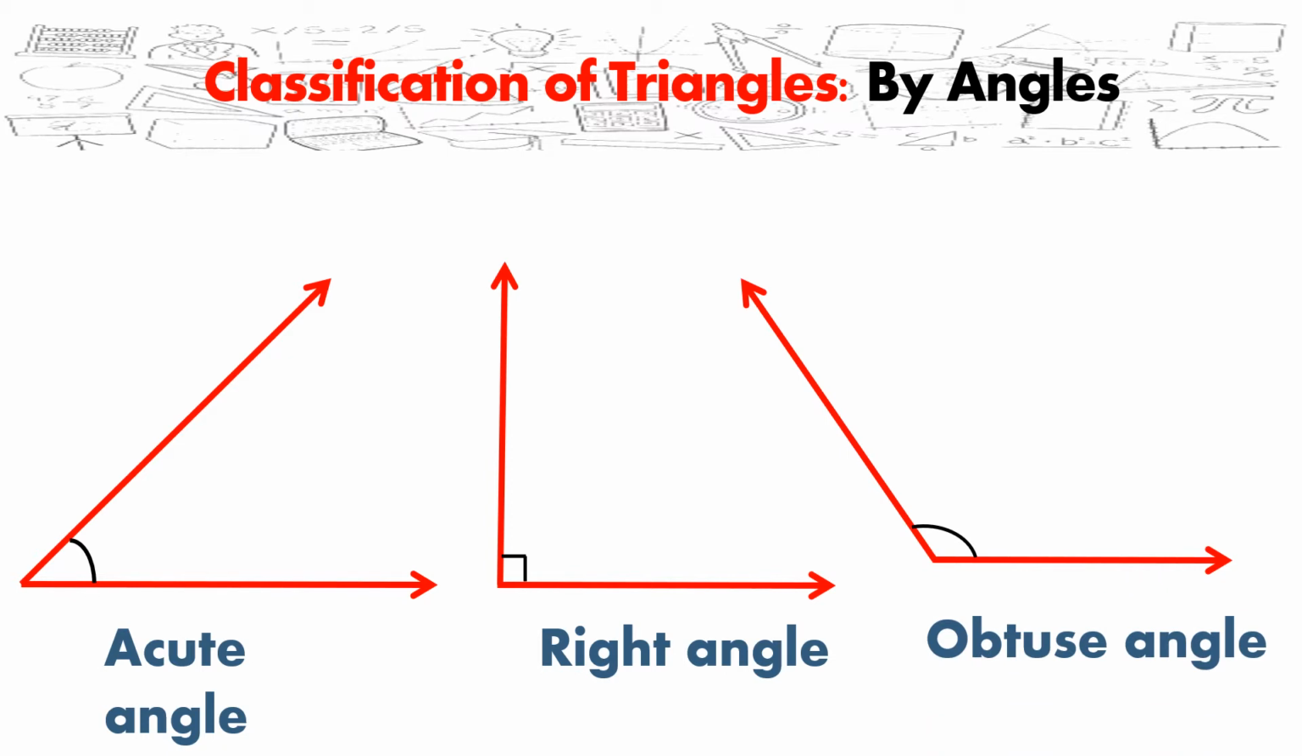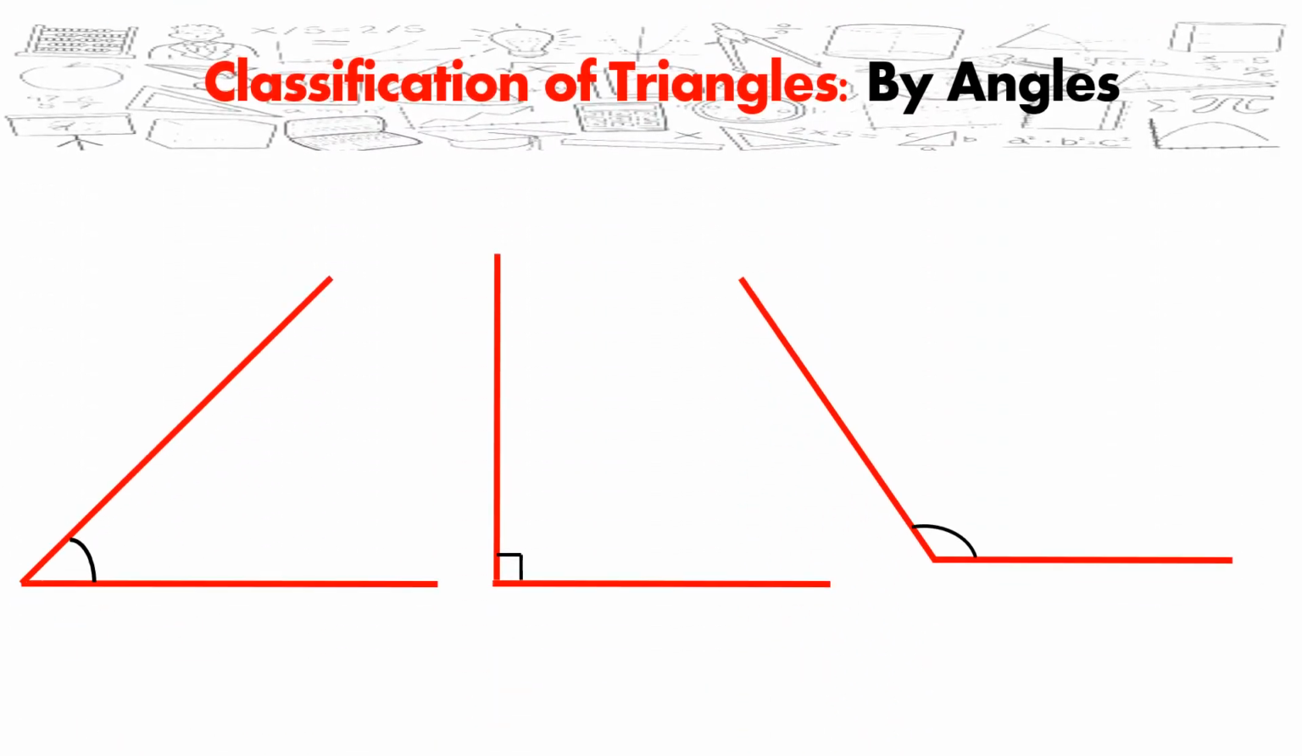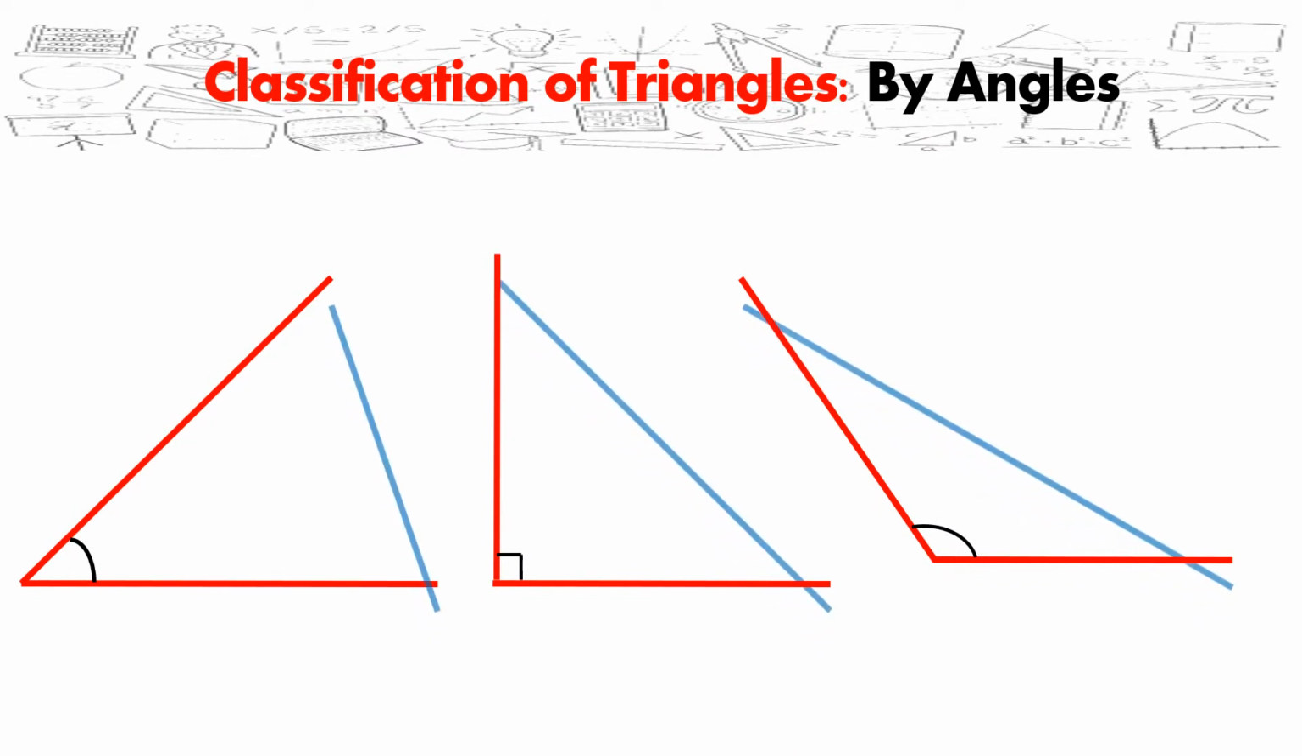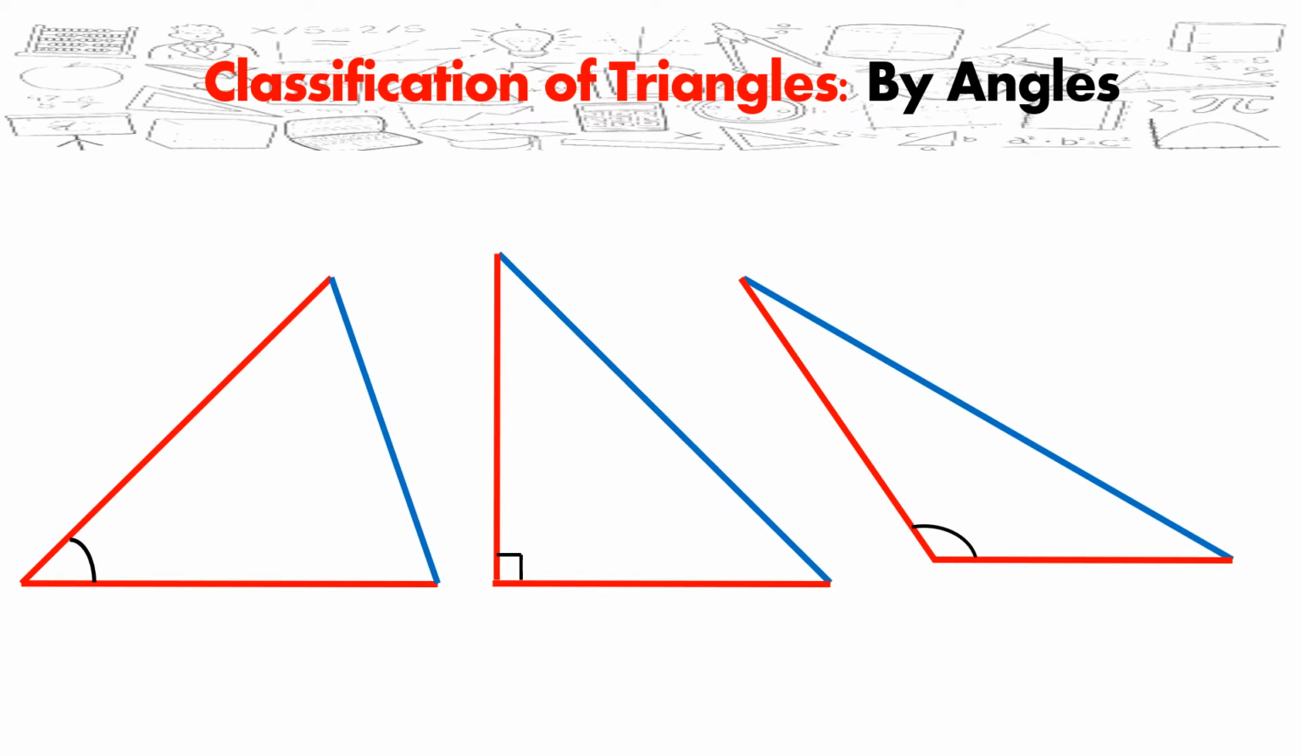Now since you have recapped all the types of angles, let us do the classification of triangles by angles. Now let us draw a line to join the arms of the angles. What do we get? We get a closed figure, and these figures are nothing but triangles.